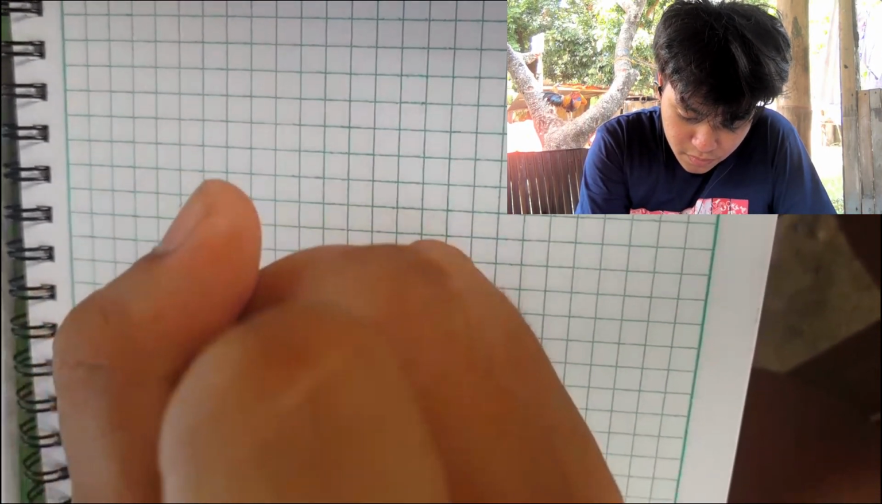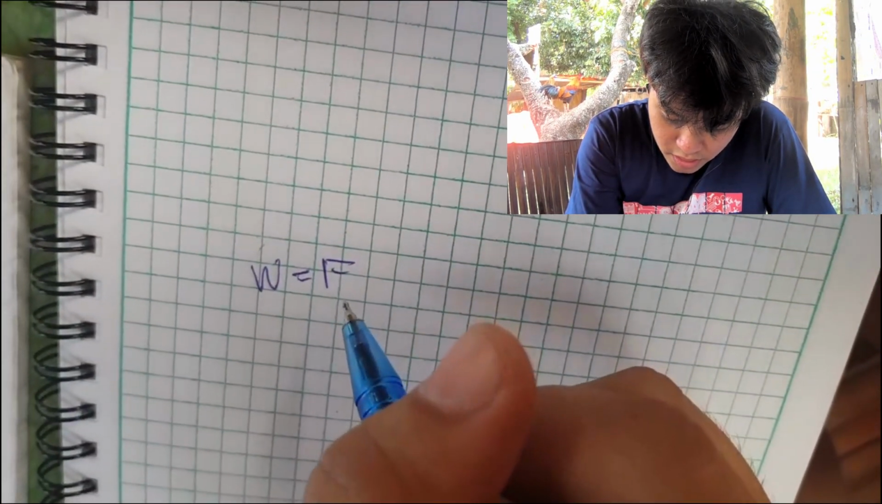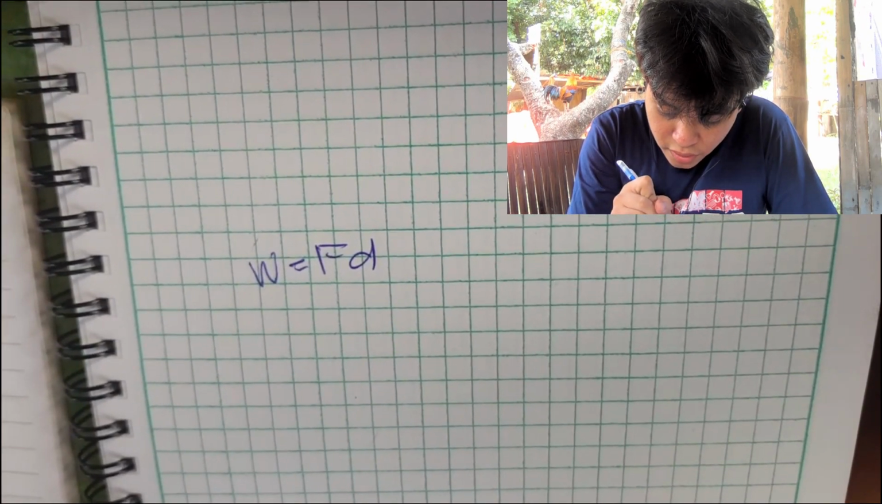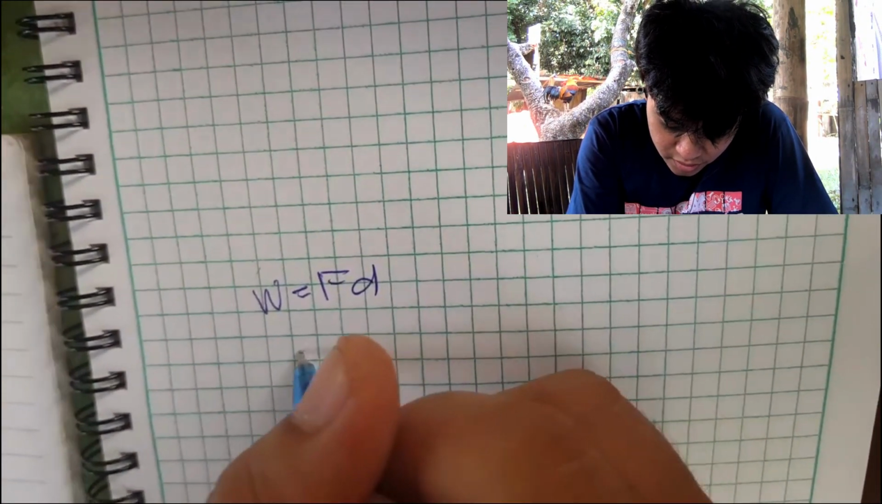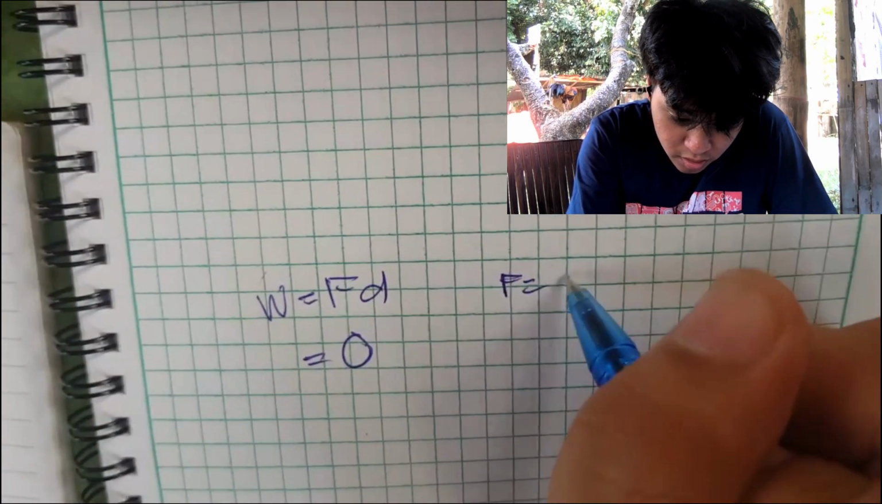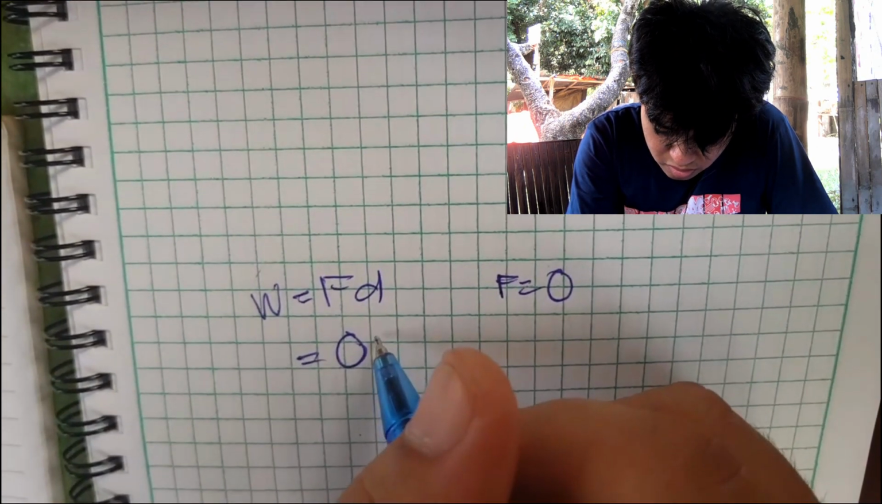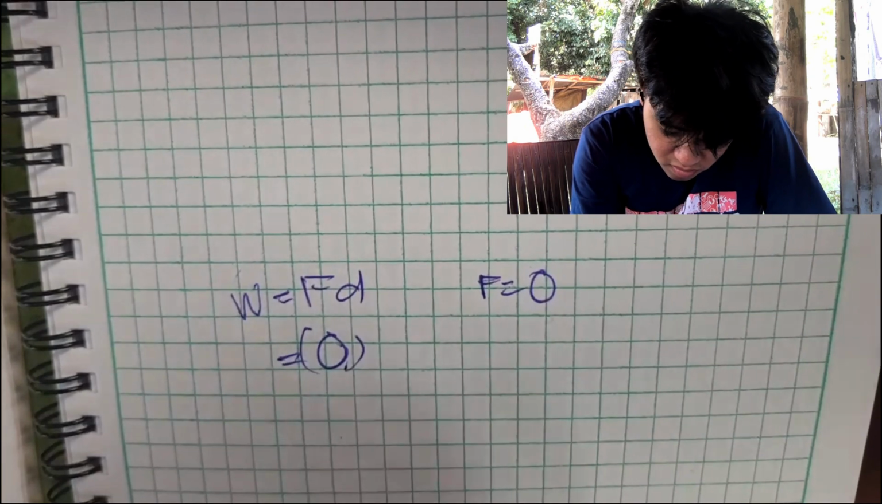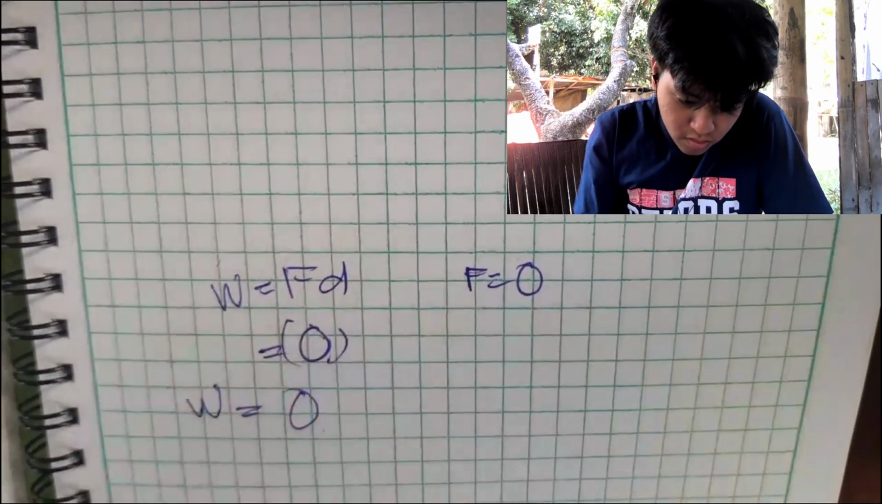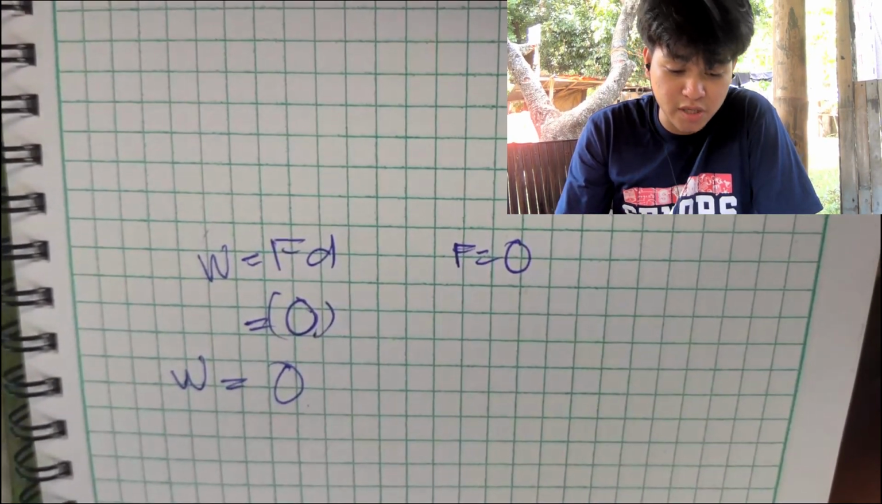So to get the work for the isochoric process, you need to use W equal to F times D, where if you have no movement, F is equal to 0, and no distance is added, so your work is equal to 0. So the first law of thermodynamics shows that since no work is being done, or work is equal to 0 joules, all that heat being added just increases the internal energy.